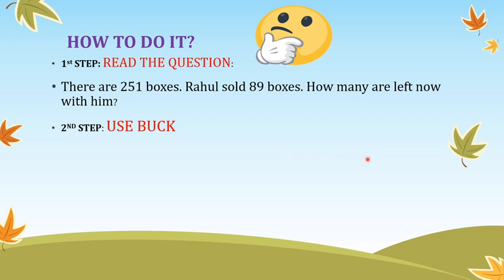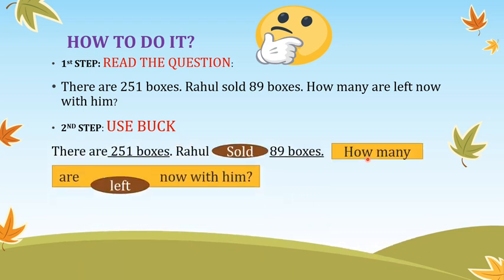First, what we have to do? First, we have to box the question. So we have here, how many are left now with him? That is the question which the word problem is asking you. Then there is certain information given. U says underline the information. We are going to underline the information. 251 boxes. Okay, this is one information.